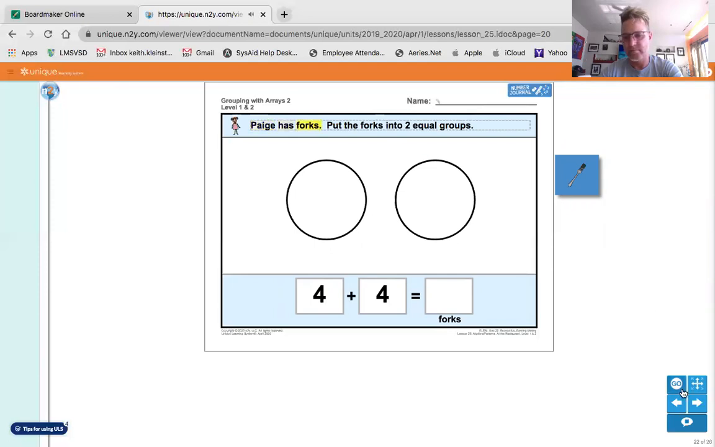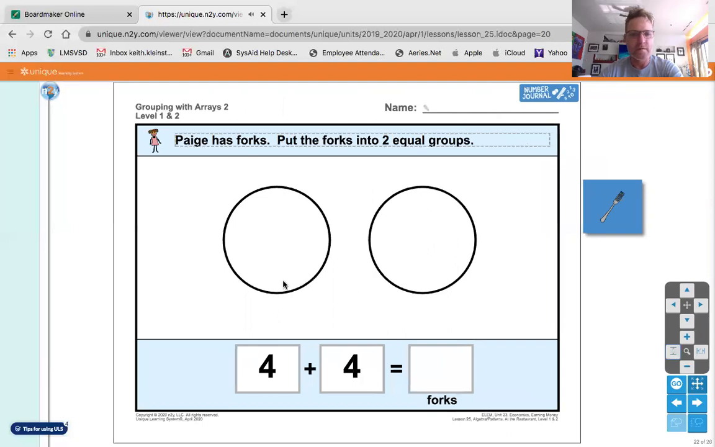Paige has forks. Put the forks into 2 equal groups. Okay, so it's telling us 2 equal groups is 4. So we're going to put 4 forks in each group. 1, 2. Again, on the 2.